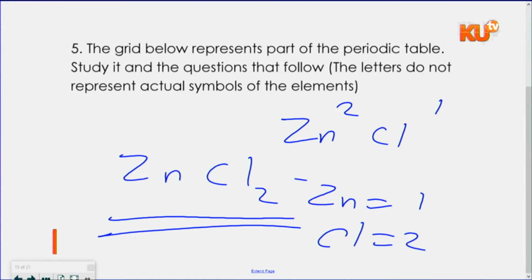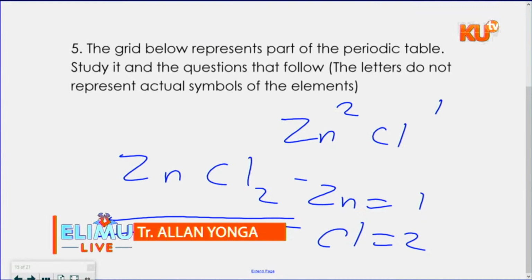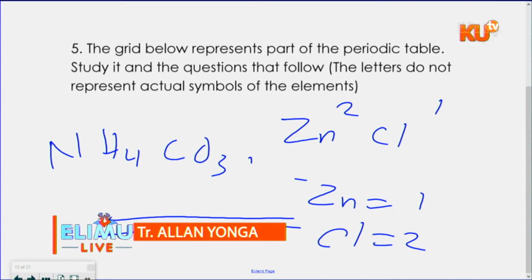Another student has asked how many elements are in ammonium carbonate. For ammonium carbonate, you write the formula, which will be NH4CO3, because carbonate is CO3 and ammonium is NH4. So from there you can see that it has 1 atom of nitrogen, 4 atoms of hydrogen, 1 atom of carbon, and 3 atoms of oxygen.